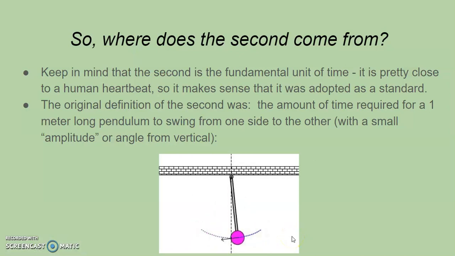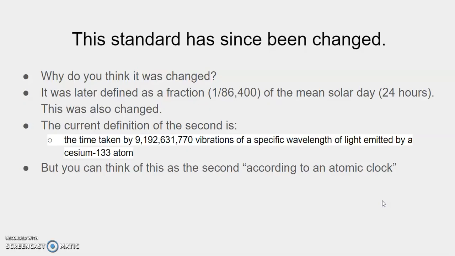And it's also assuming that the string is very lightweight compared to the mass of the ball, or the pendulum bob, as it's usually called. Now, again, that standard has changed. It was changed because of the aforementioned things, like the fact that friction is not zero. It might not be a lot, but it's not zero.